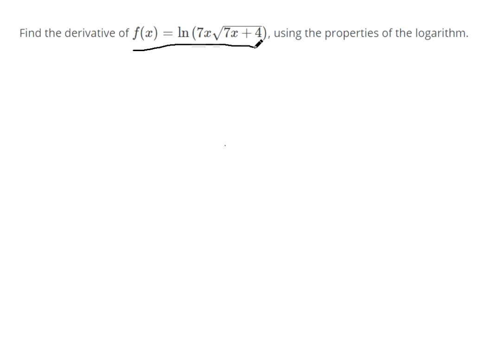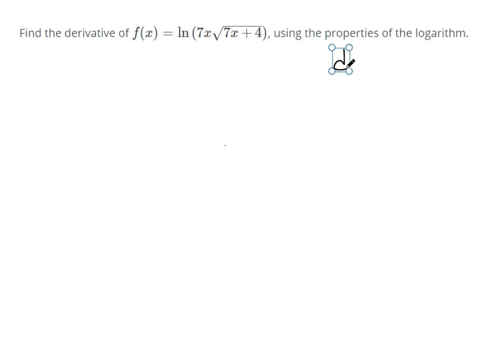So to evaluate this derivative, we should use properties of logarithms first, because otherwise we take a derivative of the outermost function, then the product rule, and then chain rule again, and then chain rule again. It's crazy. It's way easier to do this with the properties of logarithms.